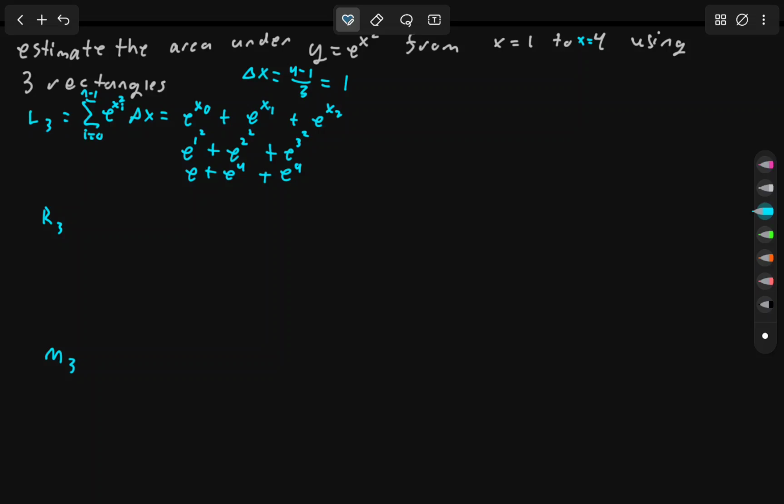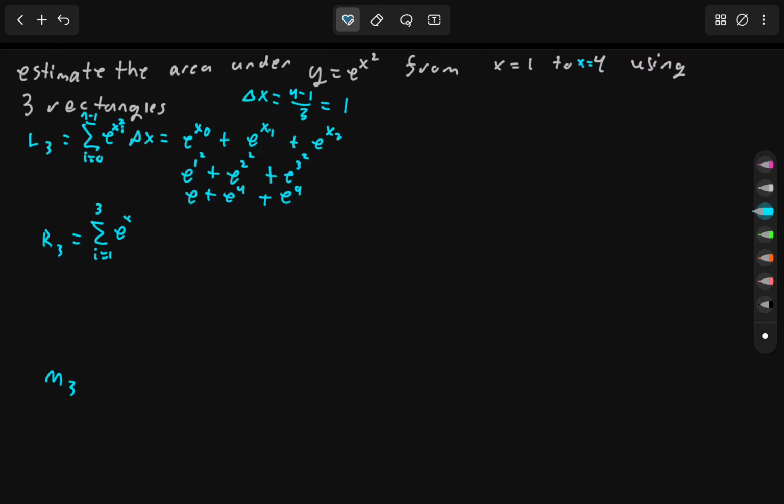Alright, now let's look at the right-hand sum. So now we are going to be going from the sum from i equals 1 to n, which in this case is 3. So we're going to be going from e to the x of i squared times our change in x, which is still 1. Expanding this out, we start now with the right endpoint of our first subinterval, which is going to be e of 1 squared. Then we have to add the right endpoint of our second interval, which is going to occur at x equals, I have misspoken.